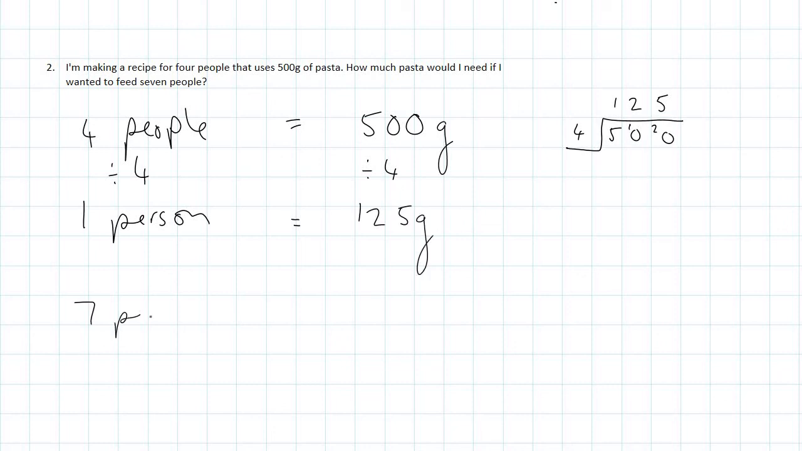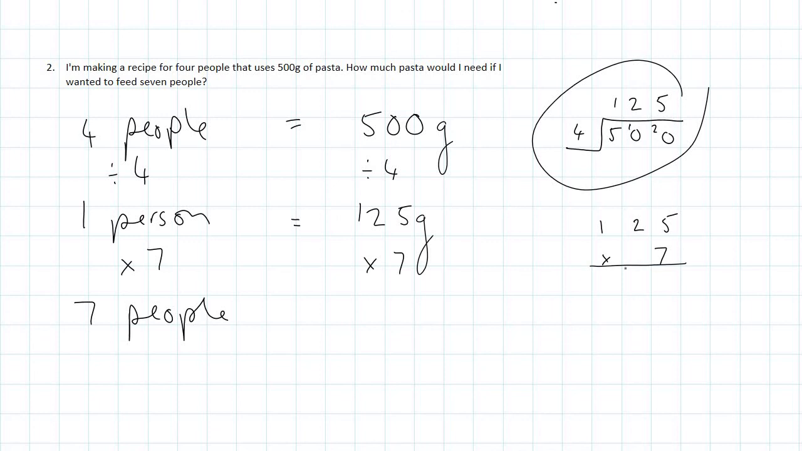And then we want to work out what it is for 7 people. Okay, so it's like I'm going to scale it up. I'm going to multiply that by 7. So again, set out a little sum off to the side. Never rub out your workings like this. You might think this looks messy, but these bits are the most important bits.